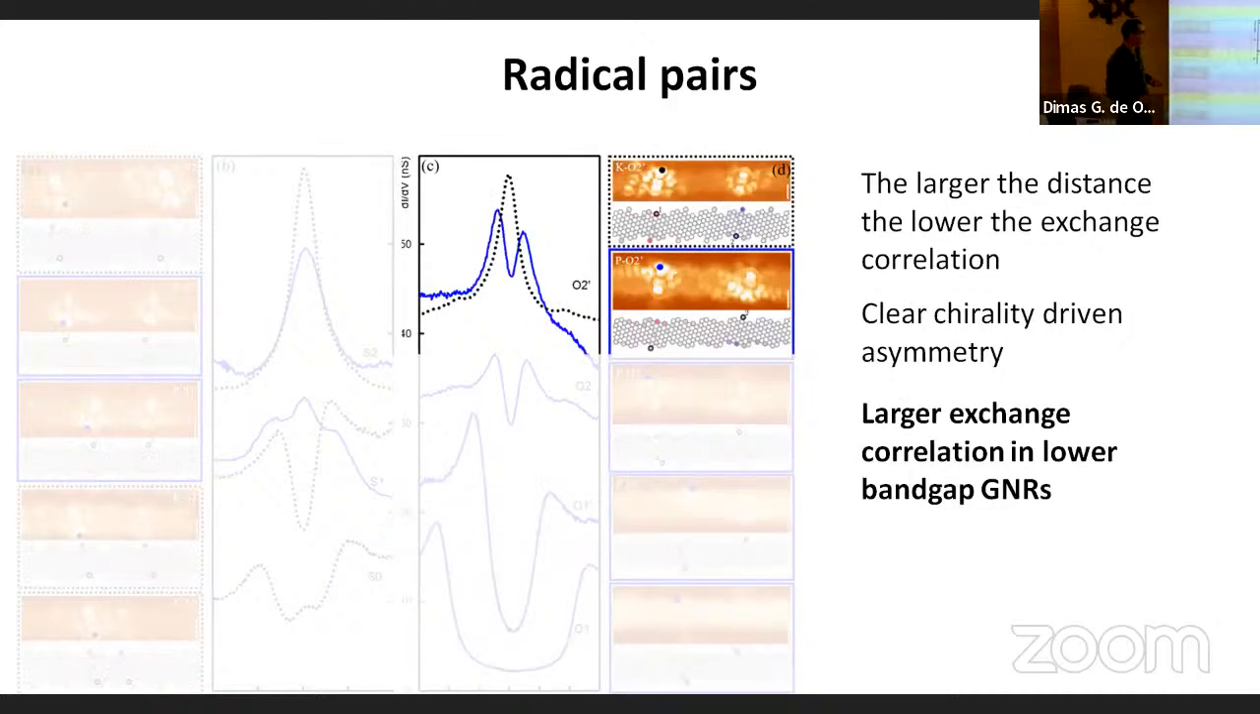We also see that we have a larger exchange correlation in lower bandgap graphene nanoribbons. If we compare 2 defects with the same chirality at the same distance, the only difference is whether in the separation between them we have these ketone functionalized unit cells, which have a larger bandgap, or whether we have the pristine, which have a lower bandgap. As we saw before, if you have a lower bandgap, your spin density can extend more. And if it extends more, the 2 spins talk more to each other, they see each other more. That's why in this case, we see this exchange coupling.